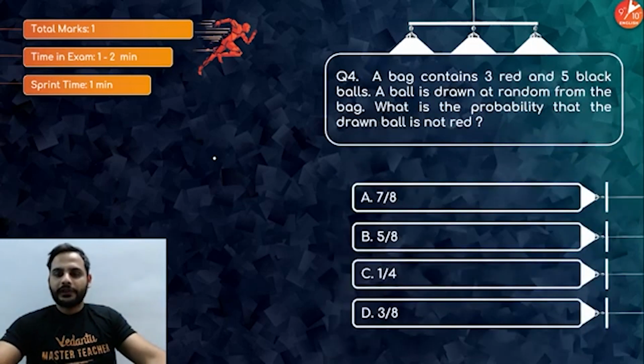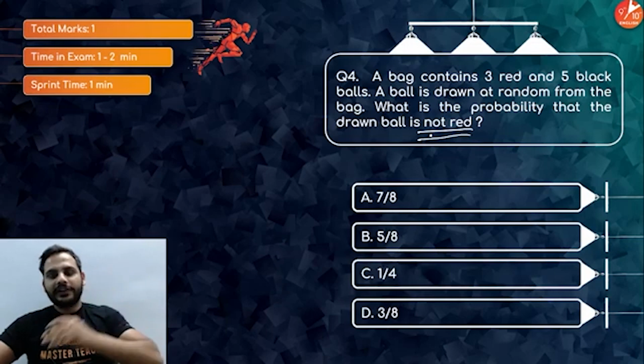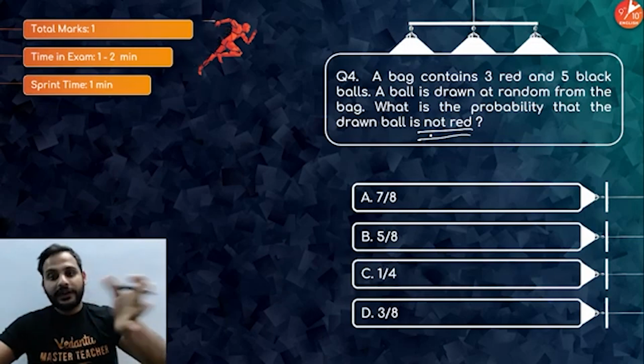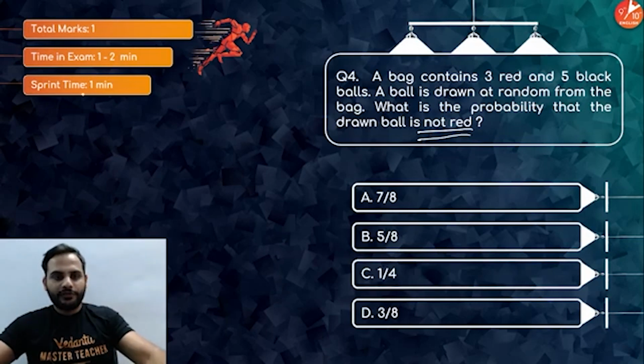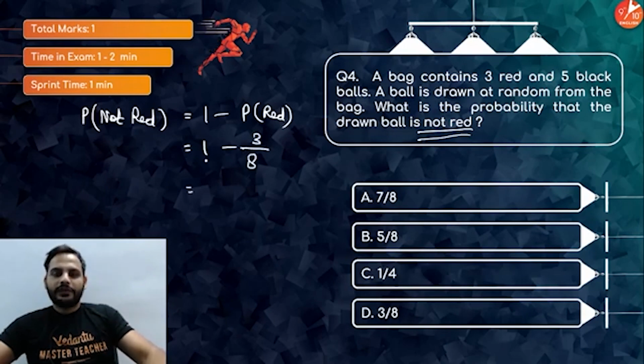Okay, next one. A bag contains 3 red and 5 black balls. A ball is drawn at random from the bag. What is the probability that the drawn ball is not red? Please read this carefully. Many times in a hurry, you'll read it as red and you get the wrong answer. They are asking clearly the probability of not red. So the probability of not getting a red ball will be 1 minus the probability of getting a red ball. 3 red balls out of 3 plus 5, total 8 balls. So take LCM, 5 by 8 will be your answer.